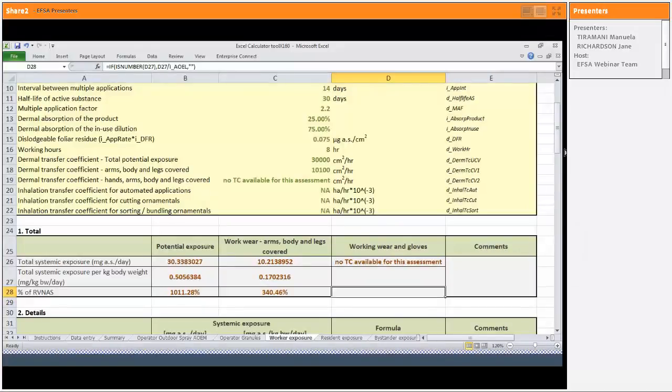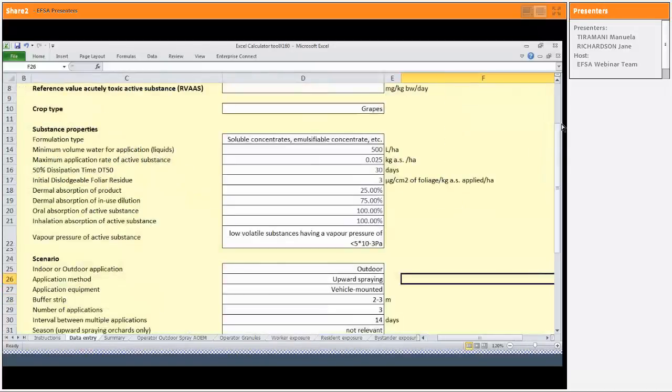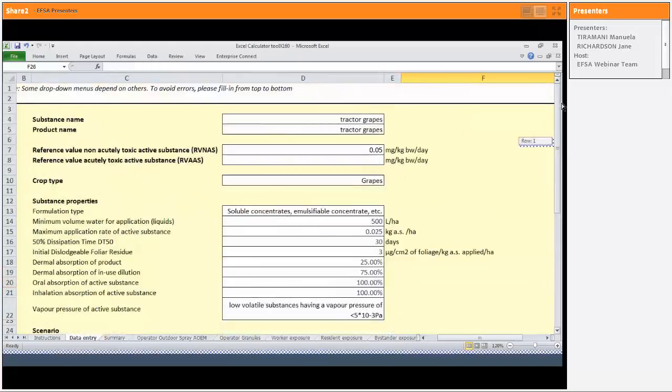Okay, so now I think we will look at a slightly different scenario. The last two scenarios we've been looking at are upward spraying. But now we're going to take a look at cereal application, if I can spell it correctly. You can make it. Okay. Yeah, well done.